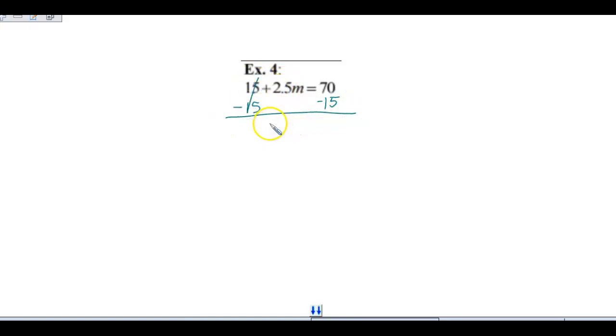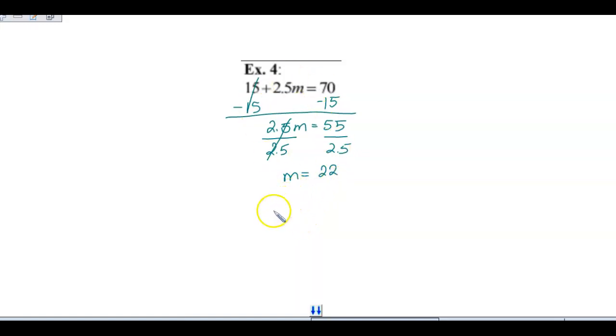So 15 minus 15 is 0. The 2.5m comes straight down. And 70 minus 15 is equal to 55. M is still not by itself. This is multiplication, so the inverse of multiplying is to divide. So I'm going to divide both sides by 2.5. And 2.5 divided by 2.5 is 1, so m is by itself. Then I'm going to take the 55 and divide it by 2.5, and that gives me 22.